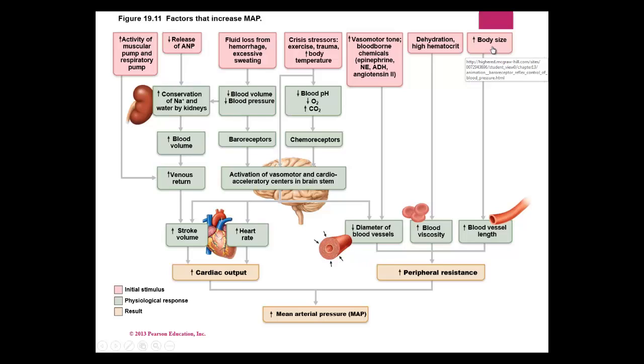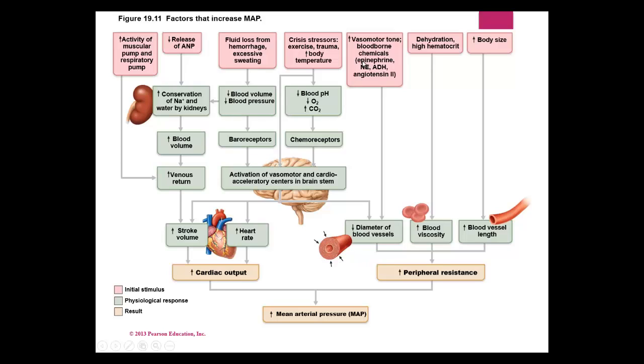But even regardless of how much adipose is contributing to their weight, just looking at a larger person, say, a football player who is 6'2" and 280 pounds of muscle, versus a typical 5'6" person who's about 140 pounds with a smaller body size, they're going to have less blood vessel length and probably a little lower blood pressure. Dehydration, a high hematocrit, which means we have less plasma and lots of red blood cells, is going to increase blood viscosity, increasing peripheral resistance, and increasing blood pressure potentially.